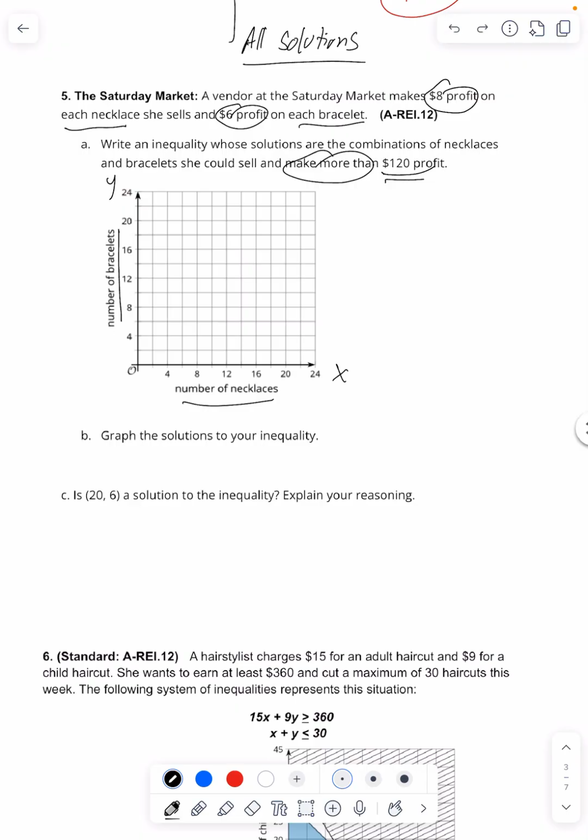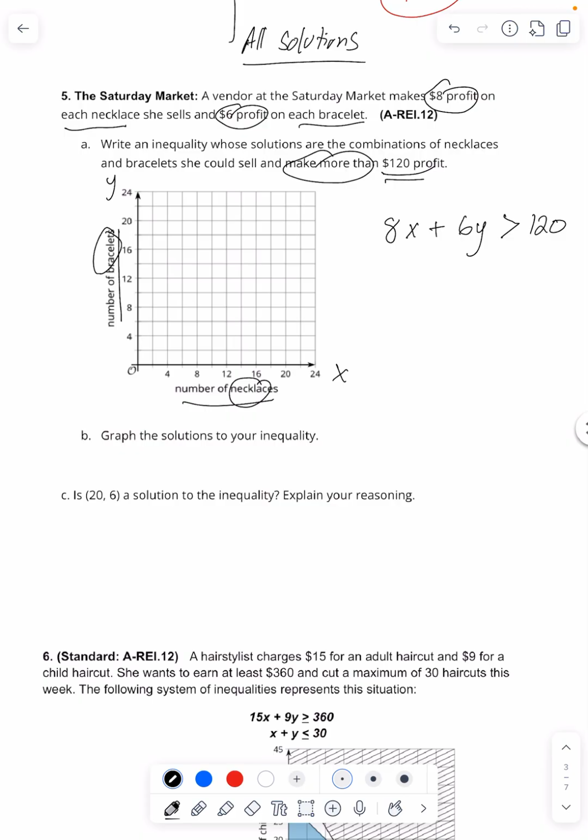So in this case, I'm going to have to create the inequality, right? So we have a profit per necklace. So necklaces again was X. So 8X plus $6 profit for each of the bracelets. So 6Y. And she wants to make more than 120 profit. So in this case, right, it will be greater than 120. And it says more than, right?